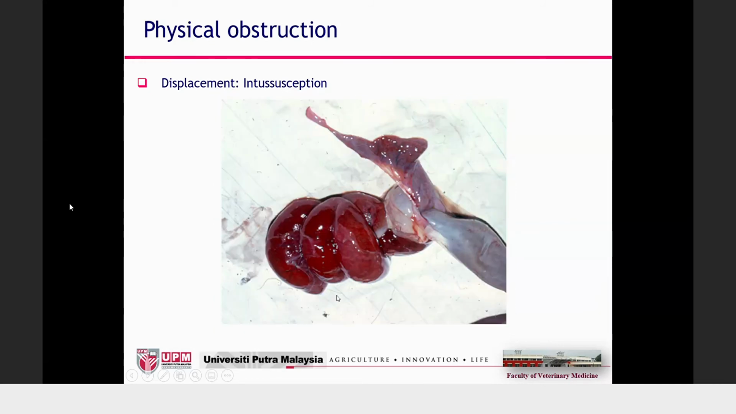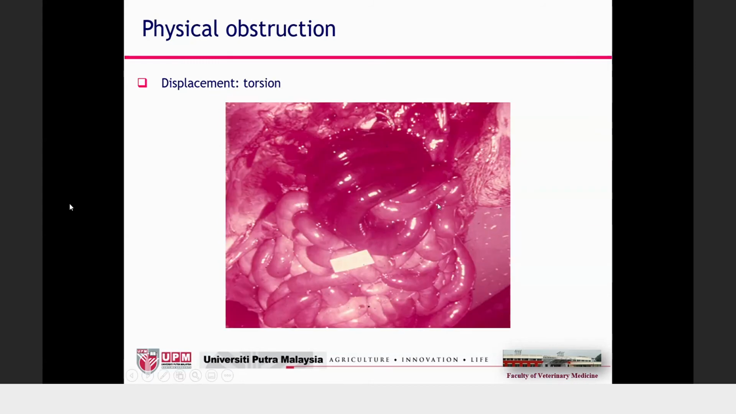Torsion: you have gastric torsion, but you can also see intestinal torsion. When there is a torsion, of course the intestine is twisted. As a result, there will be failure of venous return, and you can foresee that the affected area becomes severely congested. If not corrected to normal position, this severely congested area will undergo necrosis.